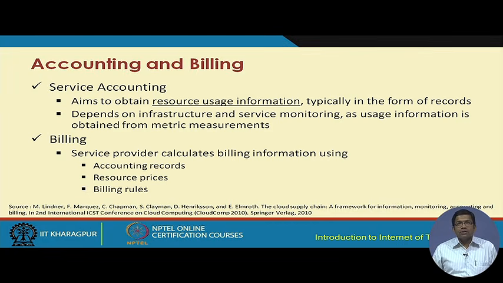The accounting records have to be kept track of, which is a core component of the accounting module. The resource prices, that means the unit cost of each of these different resources, and the billing rules, that means the policy by which the customer is going to be billed. All these taken together will be used for billing purposes.